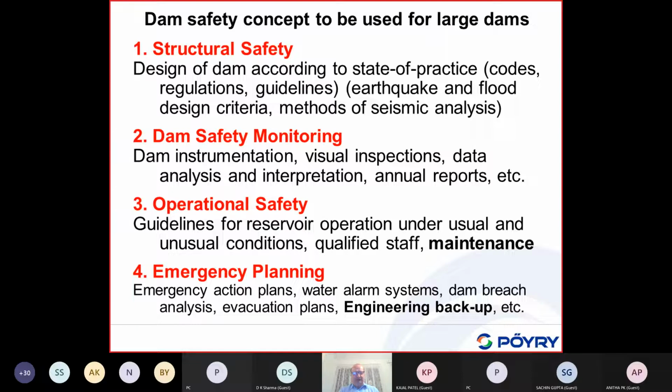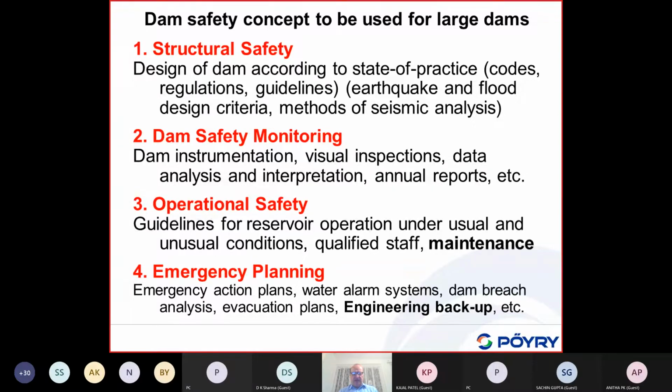And I would say a state-of-the-art safety concept includes, of course, the structural safety. I just remind you once more that this is the design according to codes, regulations, guidelines, and earthquake and flood criteria, methods of seismic analysis. The second point is dam safety monitoring. You actually have to look and verify that your project performs as planned.